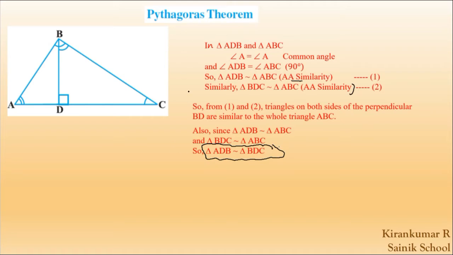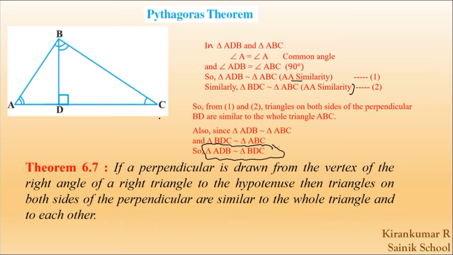This particular thing is stated as a theorem, and the statement is: if a perpendicular is drawn from vertex of right angle of a right-angled triangle to the hypotenuse, then the triangles on both the sides of the perpendicular are similar to the whole triangle and to each other. Why do we require this particular theorem? This theorem is required to prove Pythagoras theorem.